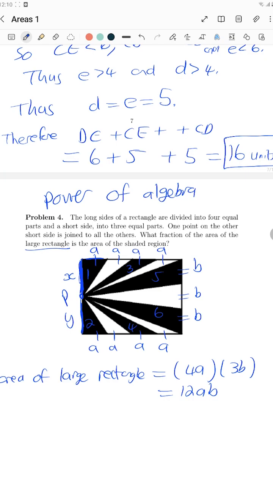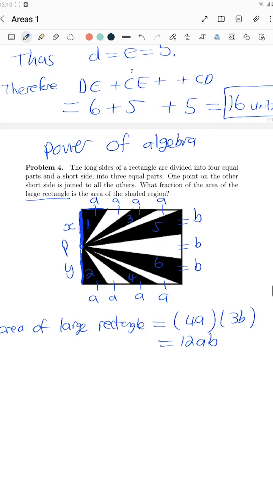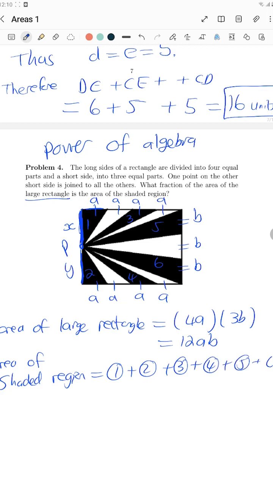If you got stuck, here is now a good point to pause the video and see if you can complete it and get the same answer as I do. So using the power of algebra and more variables, we ended up having to use the variables a, b, x, y as indicated in this diagram. Good. So now let's calculate the area of the shaded region. So area of shaded region will be the area of triangle 1 plus 2 plus 3 plus 4 plus 5 plus 6.